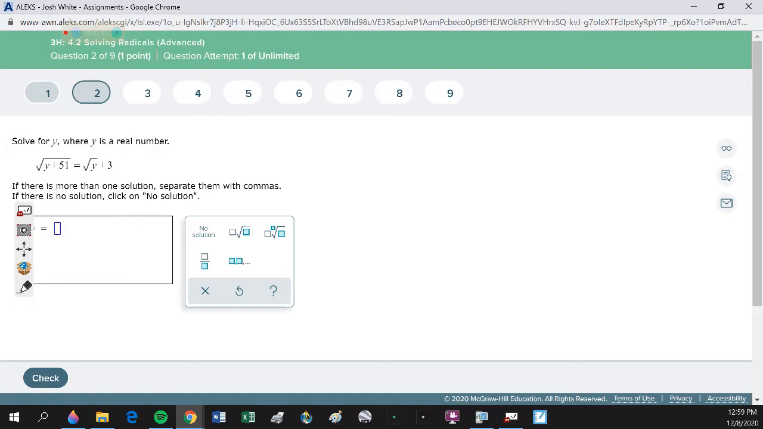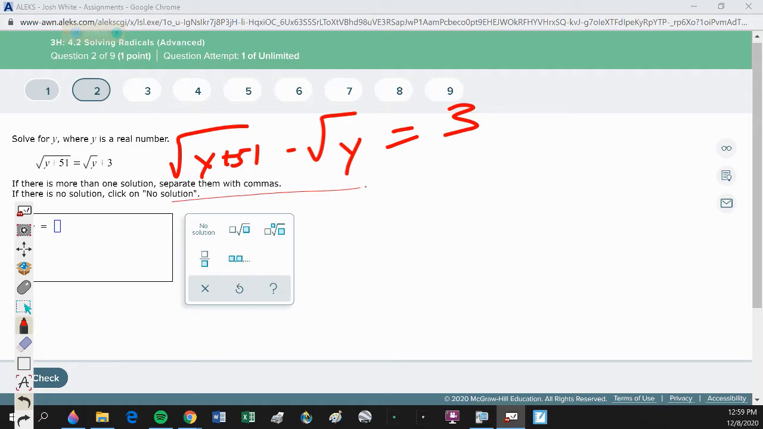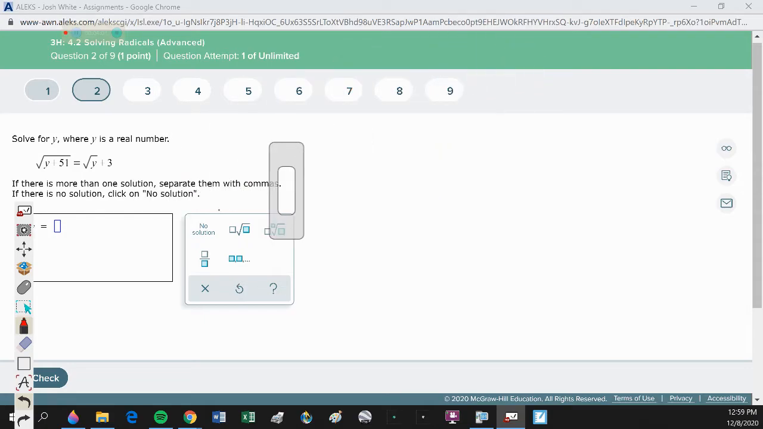So, a lot of times you'll see this. The square root of y plus 51 minus the square root of y equals 3. You don't want to square with both roots on the same side of the equation. You can do it that way. It will work. It's just going to make things even harder than they need to be. So if this is your setup, move one of them to the other side before you square. Luckily on this problem, they're already separated.